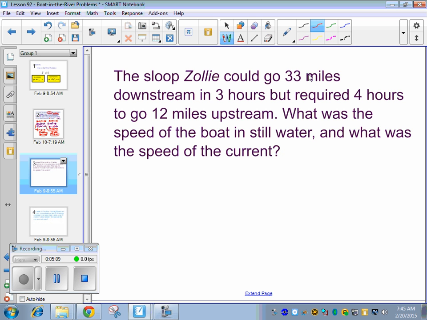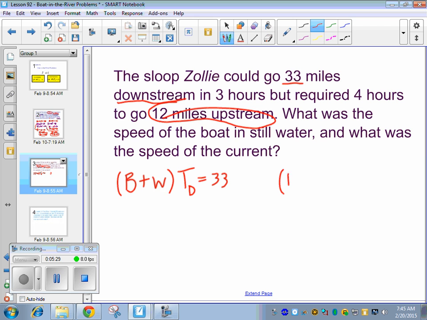All right, so we can go 33 miles downstream. So is downstream with the water or against the water? All right, so the boat plus the water times the time is equal to 33. And the speed downstream. All right. And then we can go 12 miles upstream, so that's against the water. So the boat minus the water times the time upstream is equal to 12.